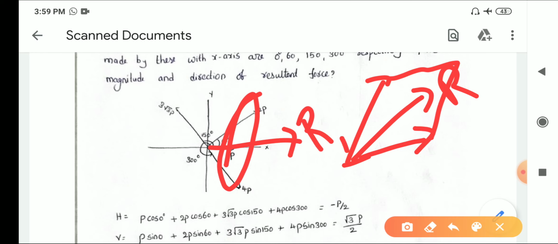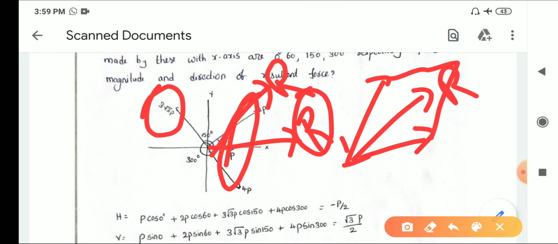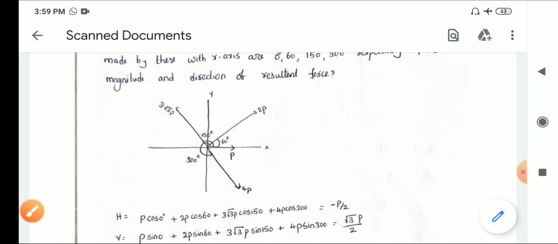After that, you have to apply the parallelogram law for this resultant force and this remaining force. You can get the new resultant. That will become the actual resultant force. But now you can do it in a simple way by resolving the forces into x direction and y direction. See, this force makes an angle 60 and this 150, this is 300. All are making the angles with respect to x-axis only.